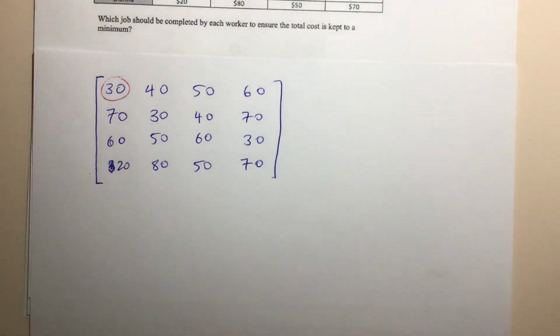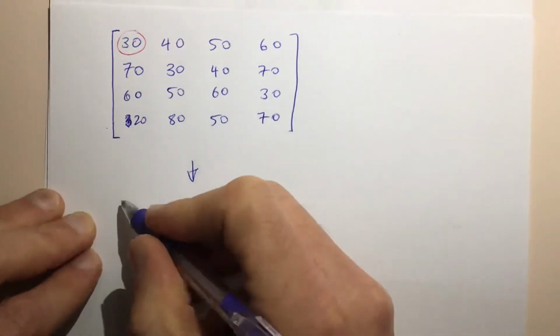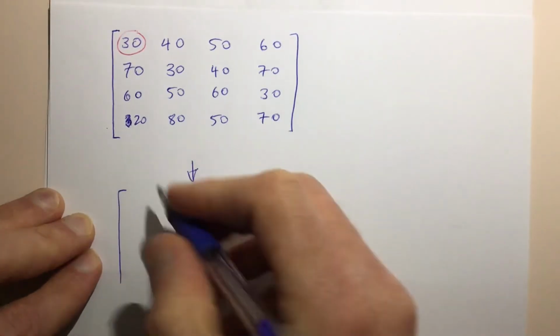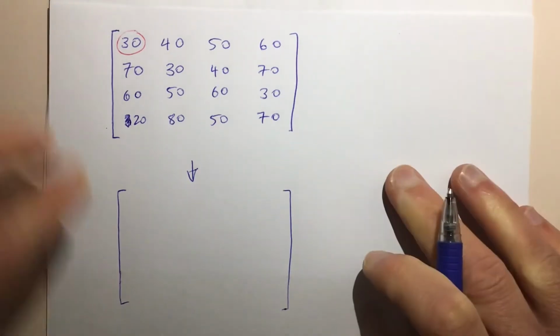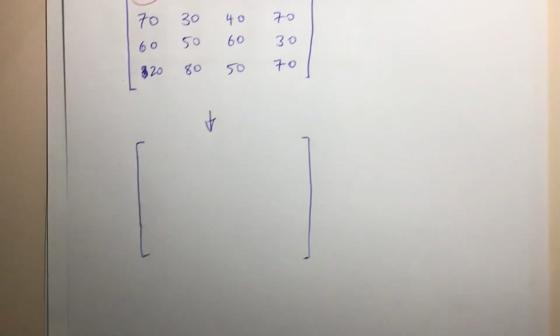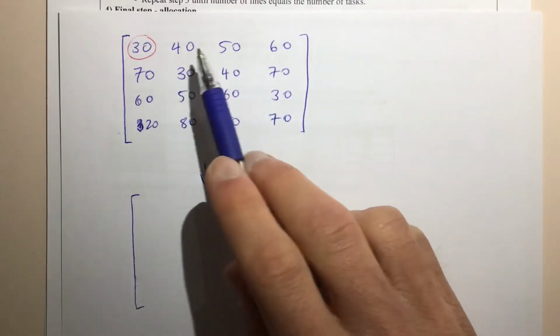So in our next matrix that we create, I'm going to rewrite this new matrix underneath. We're going to take every value in this row, the 30, 40, 50, and 60, we're going to subtract 30 from each of those numbers.